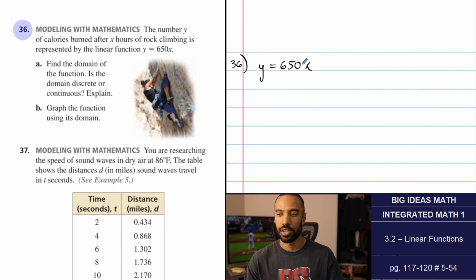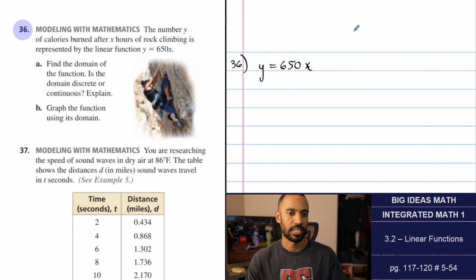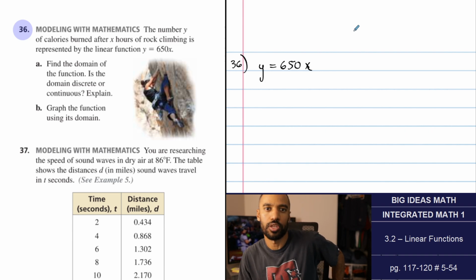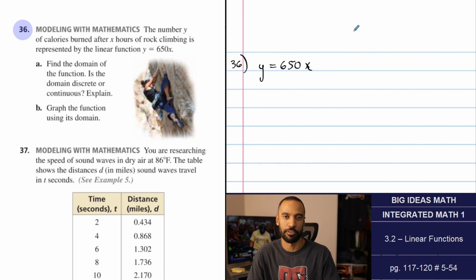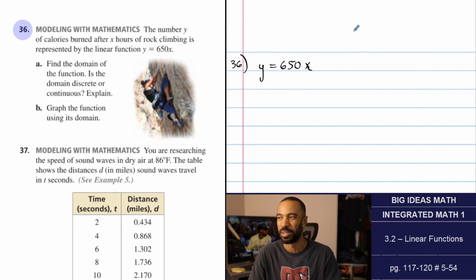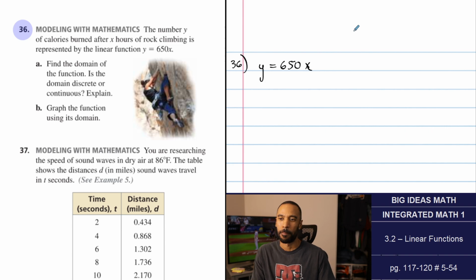In this case here, you're burning calories after what? X hours of rock climbing. It's not just you either climb for an hour or you don't. You can climb for 2 minutes and say, this ain't for me, and burn a calorie along the way. You know what I mean? Burn a couple calories along the way.